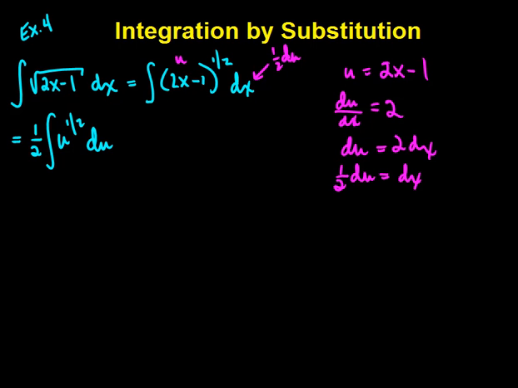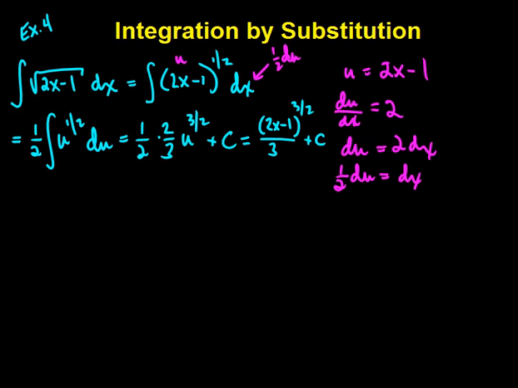So that 1/2 from the 1/2 du comes all the way out, and we get 1/2 integral u to the 1/2 du, which we can then integrate. U to the 1/2 becomes u to the 3/2 over 3/2, or 2/3. So we have the original 1/2 times 2/3 times u to the 3/2 plus c. Swapping out the u, we get 2x minus 1 to the 3/2 divided by 3 plus c.